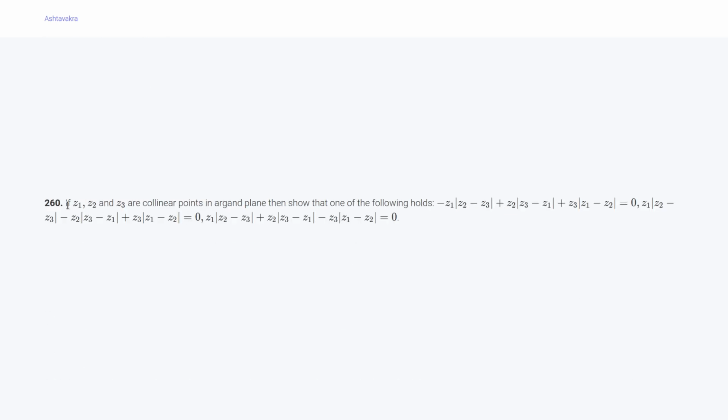Question 260 says that if Z1, Z2 and Z3 are collinear points in the Argand plane, then show that one of the following holds. Minus Z1 into mod Z2 minus Z3 plus Z2 into mod Z3 minus Z1 plus Z3 into mod Z1 minus Z2 is equal to 0. Or Z1 into mod Z2 minus Z3 minus Z2 mod Z3 minus Z1 plus Z3 mod Z1 minus Z2. Or Z1 into mod Z2 minus Z3 plus Z2 mod Z3 minus Z1 minus Z3 mod Z1 minus Z2 is equal to 0.